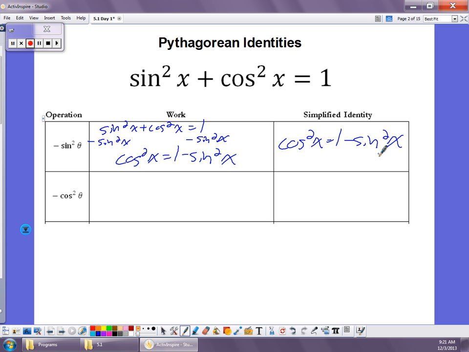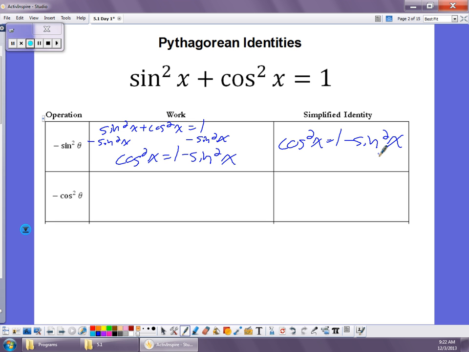So ultimately what that means is if you see cosine squared x in a problem, you could replace it with 1 minus sine squared x. Or likewise, if you saw 1 minus sine squared x in a problem, you could replace it with cosine squared x. All right? So ultimately what we're going to be trying to do is interchange these different identities to get the simplest answer.